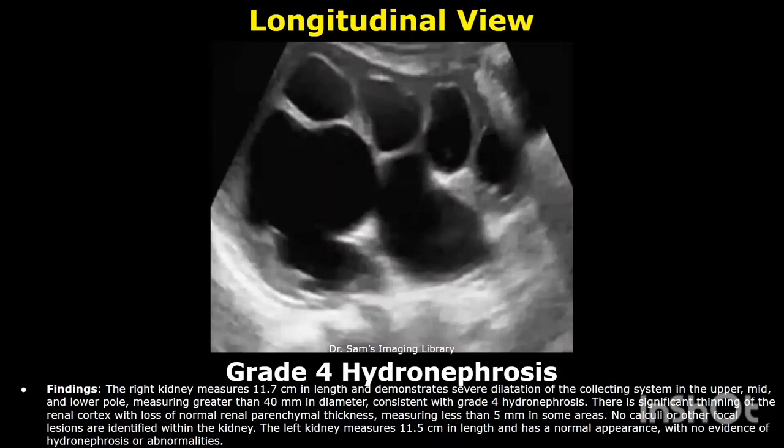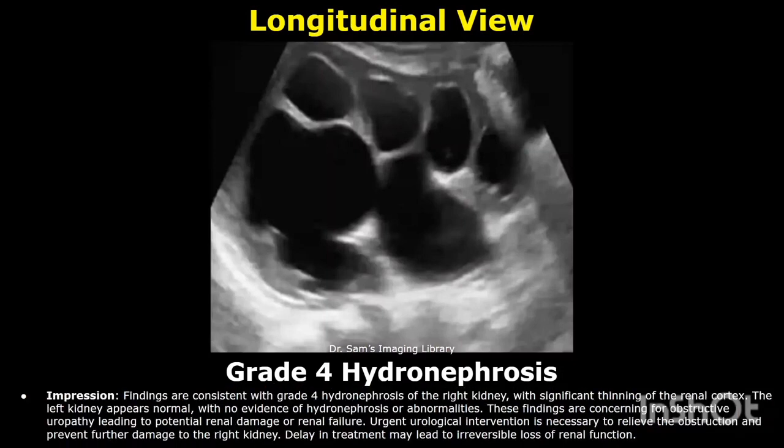And here is the impression. Findings are consistent with grade 4 hydronephrosis with significant thinning of the renal cortex. These findings are concerning for obstructive uropathy leading to potential renal damage or renal failure. You must also write about urgent urological intervention because urgent treatment is required.